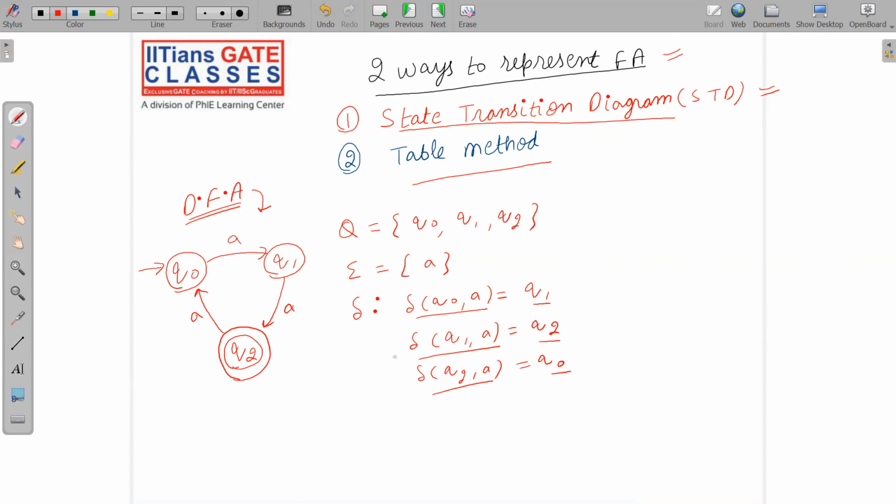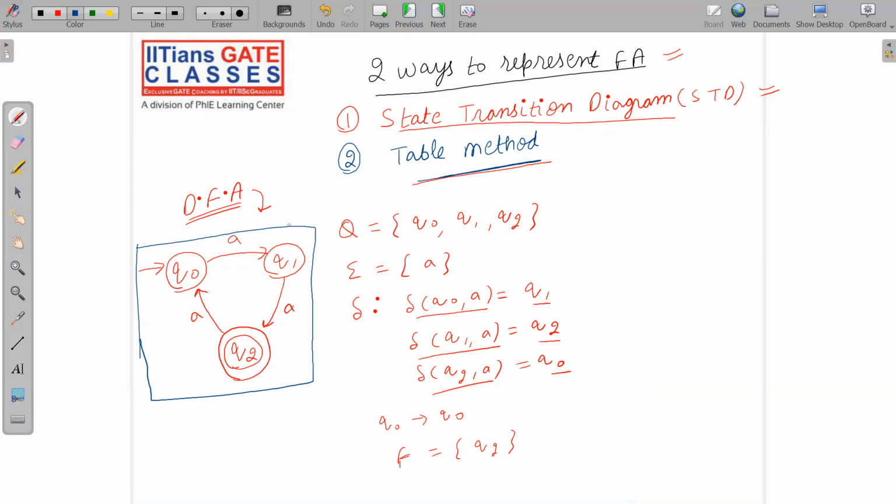Now Q, sigma, delta, then q naught: your initial state is q naught only, and F, the set of final states, is Q2. Since F is a set of states, we apply curly brackets here, so F is {Q2}. Since I have given all the 5 tuple here, my first notation is clear to all of you. This is the state transition diagram for a DFA.